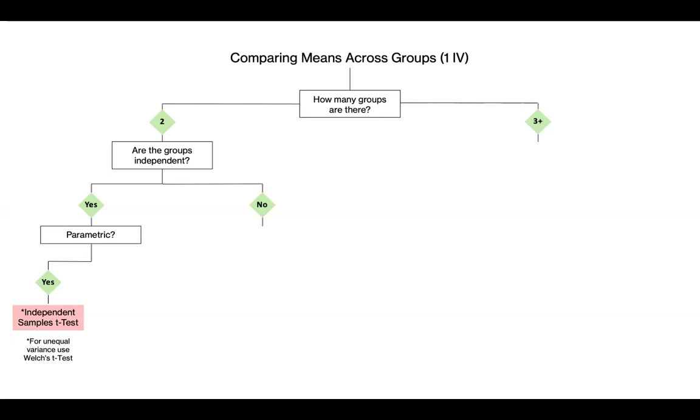It works like an independent samples t-test. You're still comparing means across groups. It's just a correction for when you have unequal variance. So when you violate homogeneity of variance, which we can test for, then you can conduct the Welch's t-test and it corrects for the fact that your groups are really different, basically. If you do not have a parametric test, so let's say that you have a very small sample size or you violate the parametric assumptions in some other way, then you can do a Mann-Whitney U-test.